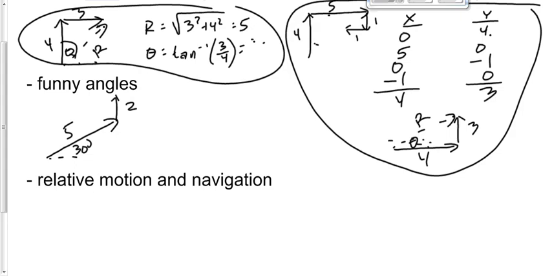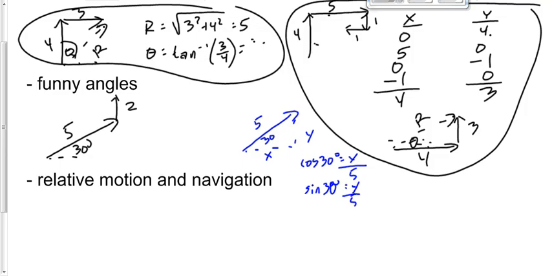I don't like funny angles. So let's get rid of it then. If you don't like funny angles, let's get rid of it. Let's take the 5 over off to the side here and get rid of it. This is x, this is y. Let's say cosine 30 degrees is equal to x over 5. Let's say sine 30 degrees is equal to y over 5. Get your number for x and for y. And then do your x components and y components.